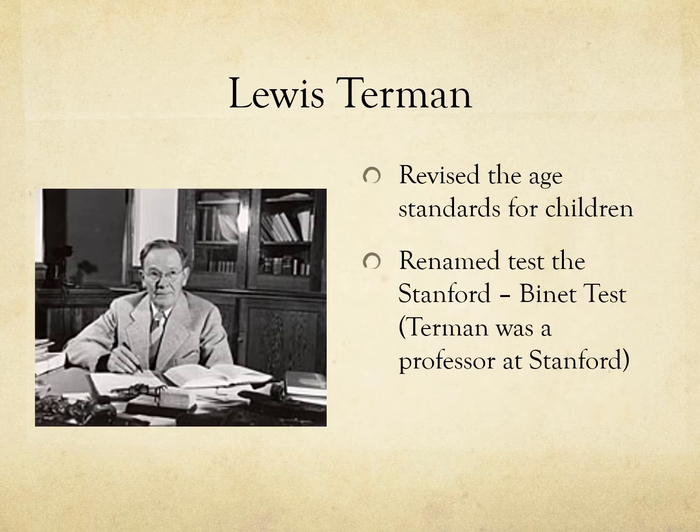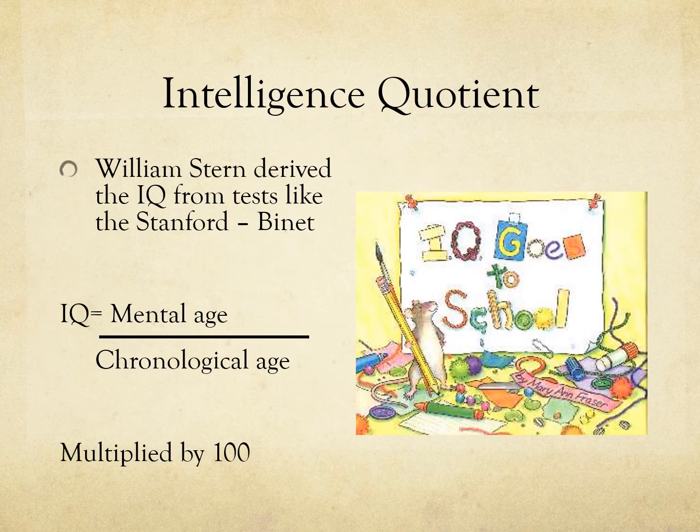So Lewis Terman revised the age standards for children. He takes the Binet-Simon test, and then he adjusts it. In his eyes, he makes it better, and he renames it the Stanford Binet test, right? Because Terman was a professor at Stanford, so he names it after the university that he worked for. So he revises the original Binet-Simon test.